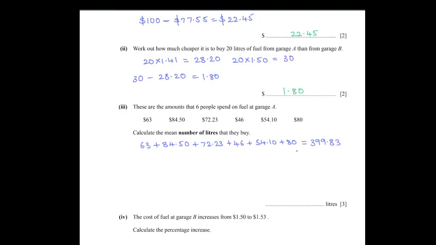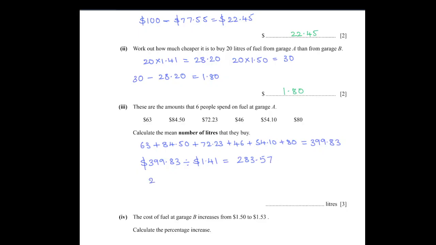So now I will change this into liters by dividing it by 1.41. This is the amount they spent. So if I divide by $1.41, I will get the amount of fuel they used. So divided by 1.41, we get 283.56. It's repeating, so I will write 283.57.